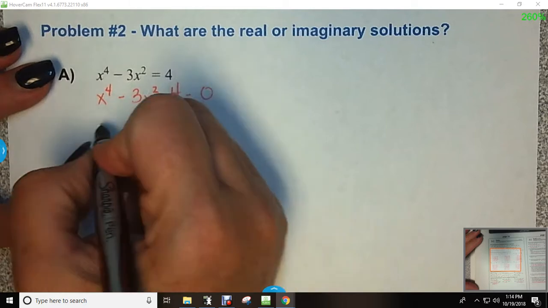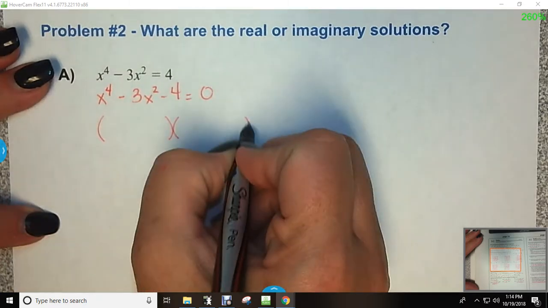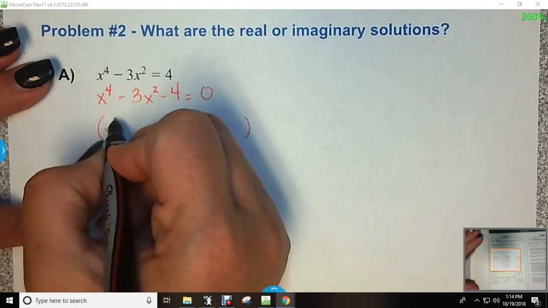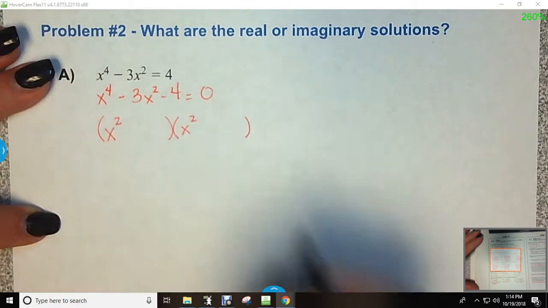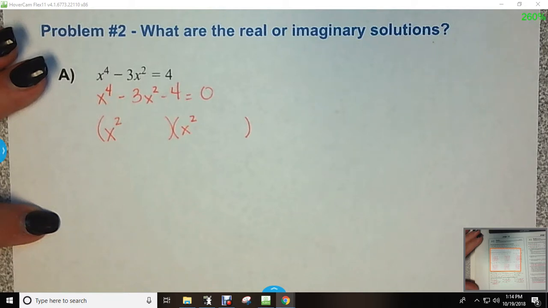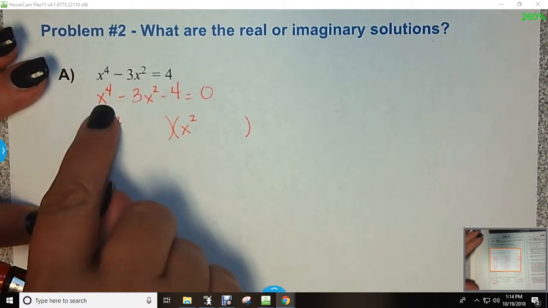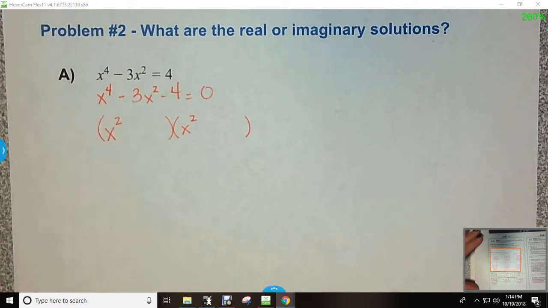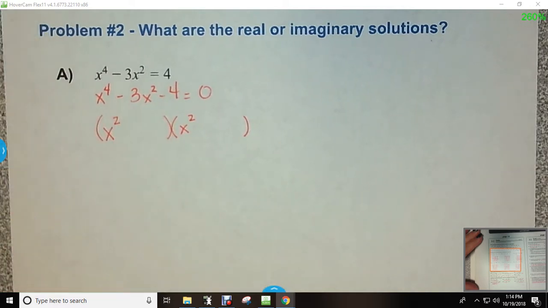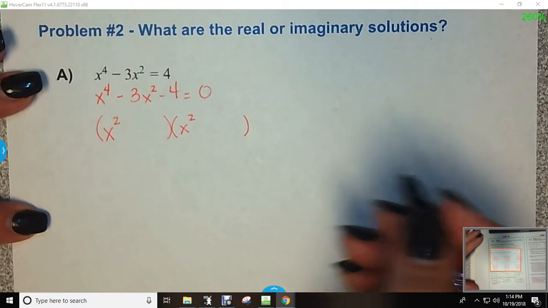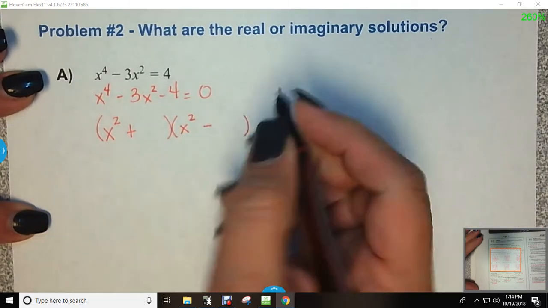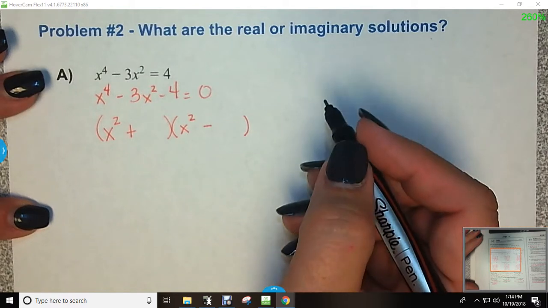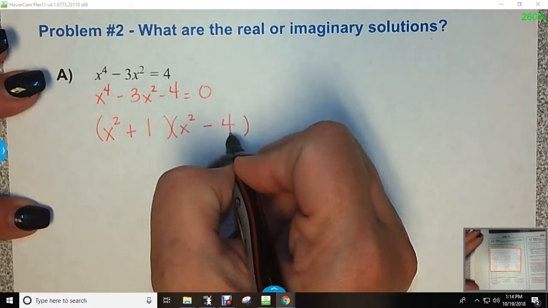So all we're going to do when we factor this is go ahead to your 2 parentheses, and this time, instead of an x to the 1st at the beginning of each one, I'm going to have an x squared. Because x squared times x squared will give me x to the 4th. Once I've got those x squareds in my parentheses, I don't have to worry about my x to the 4th or my x squared anymore. I just worry about the numbers. So to multiply and get a negative 4, do I need 2 positives, 2 negatives, or one of each? One of each. Which one's positive? The 1 is positive and the 4 is negative.